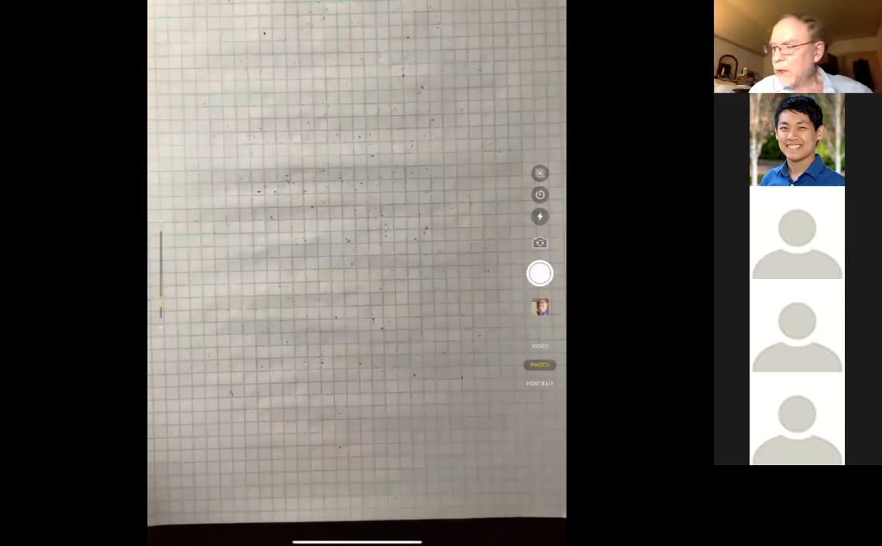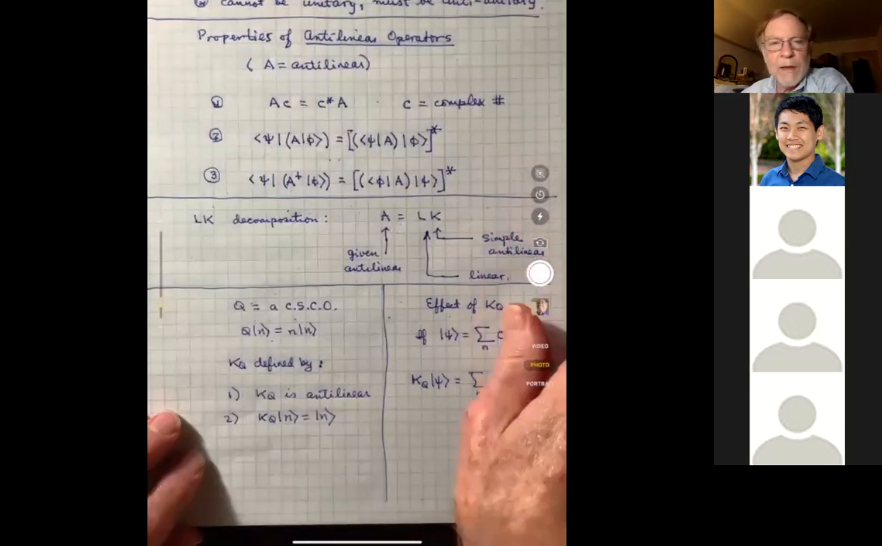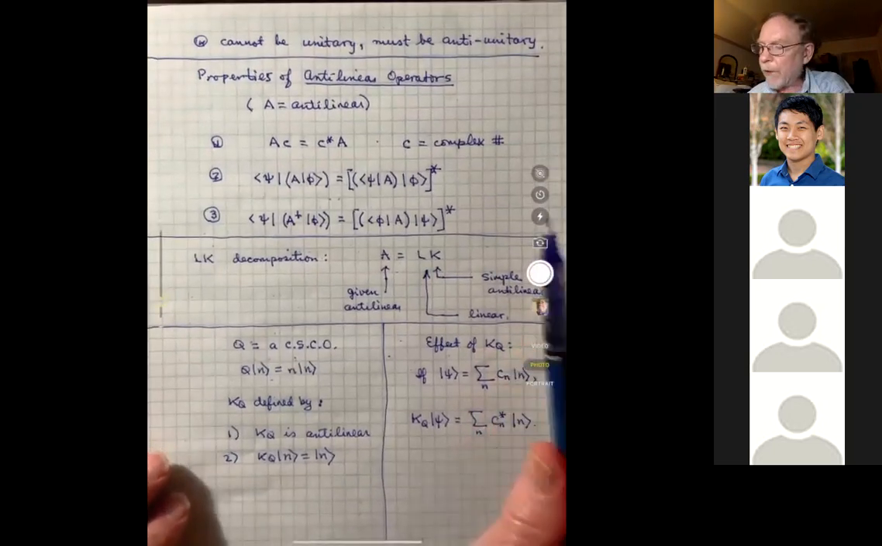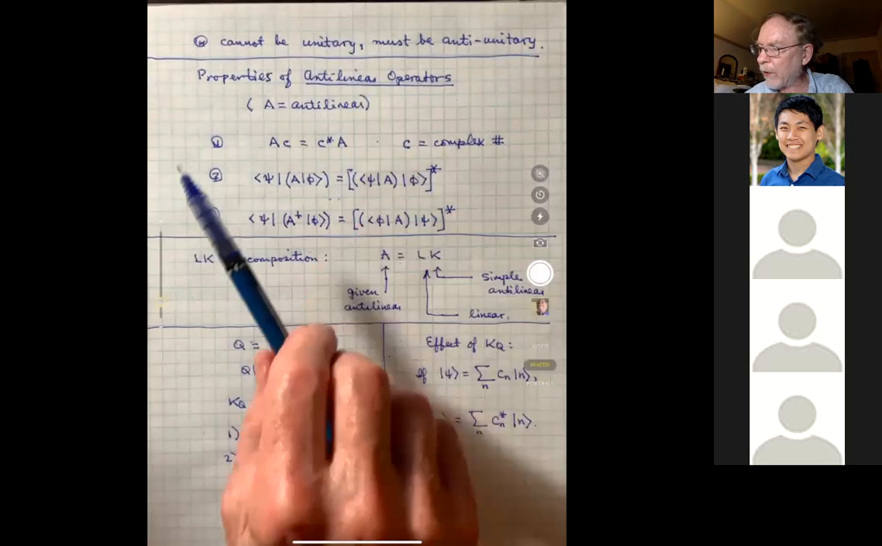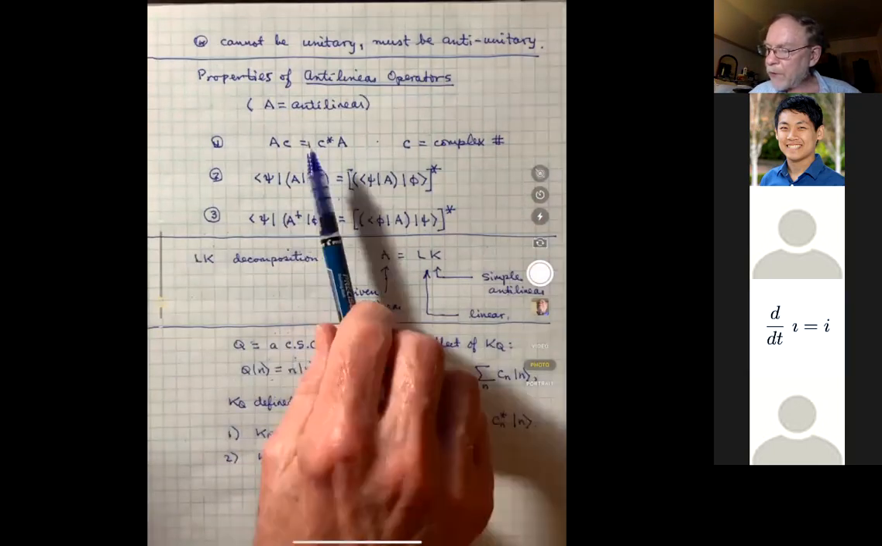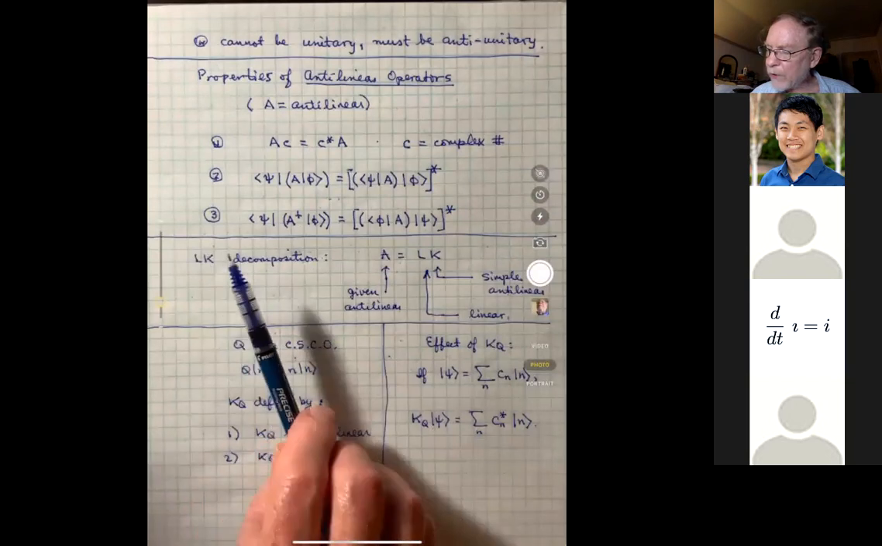Okay, so what we find by looking at those postulates is that they cannot be satisfied by any linear operator, unitary or otherwise. You need to have an antilinear operator. So this takes us into a big digression on the properties of antilinear operators. They have 3 properties that differ from those of linear operators, which I've listed here.